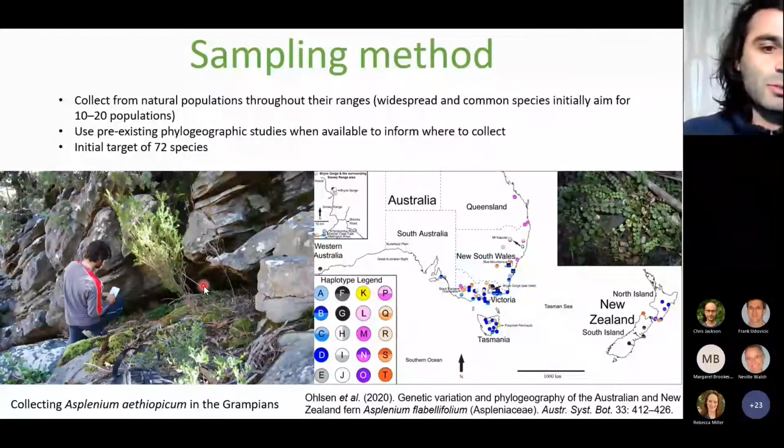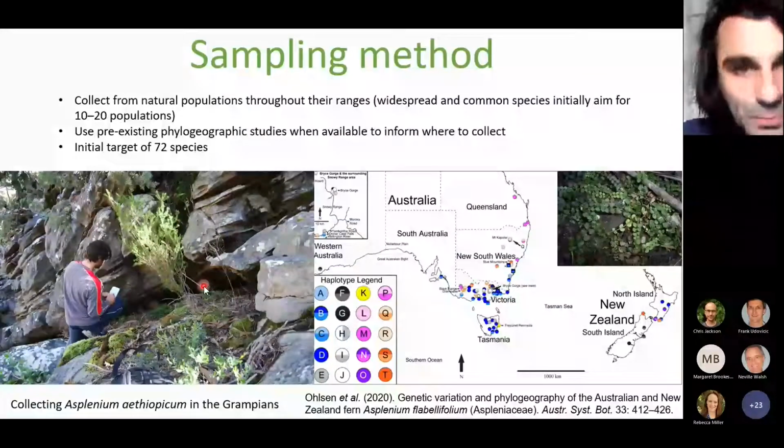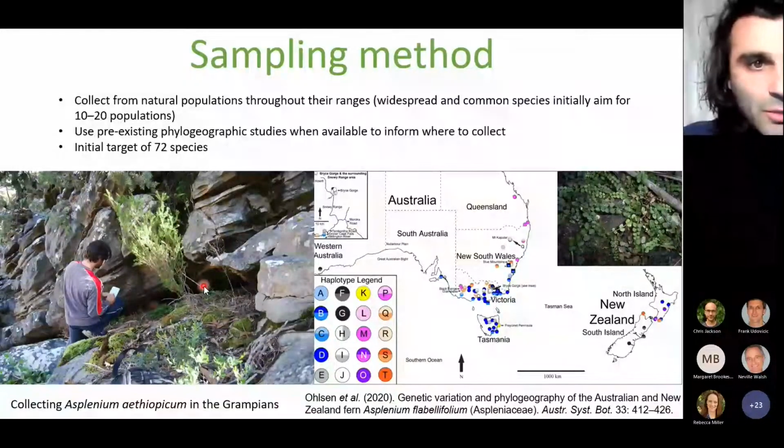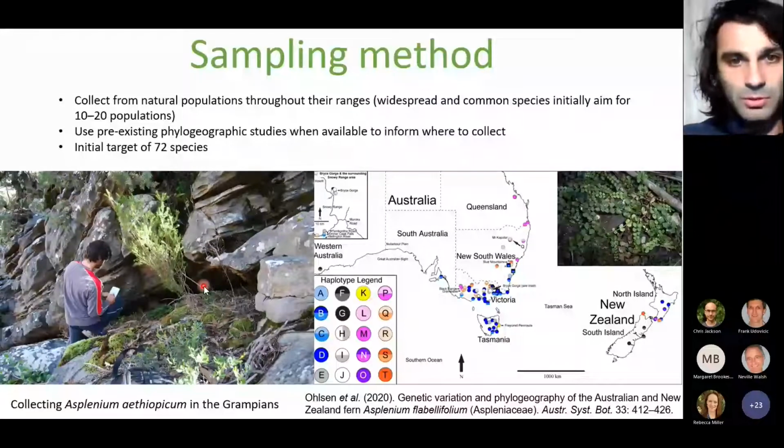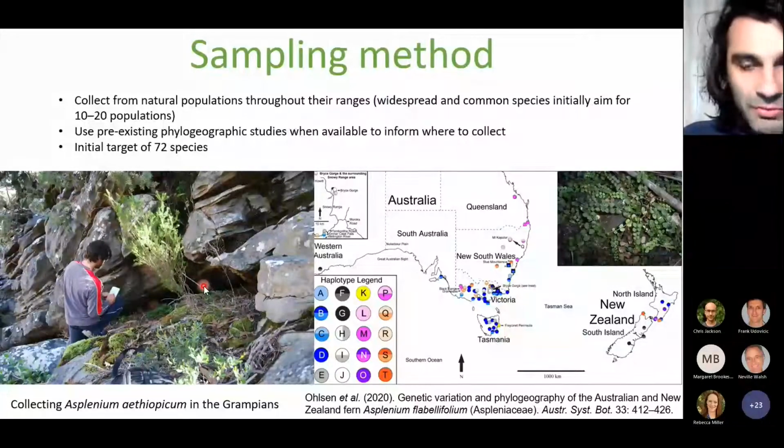Some species are quite tricky, so I haven't included those in that initial group of species. The initial group will also be both common and rare species, so we're not just focusing on rare species here. I'm going to focus on whatever species I can find that fit those criteria I just described.